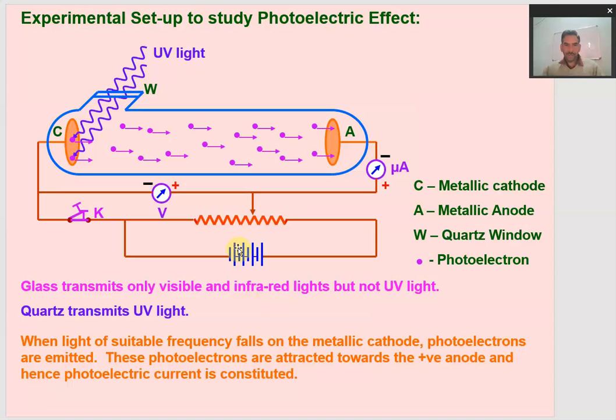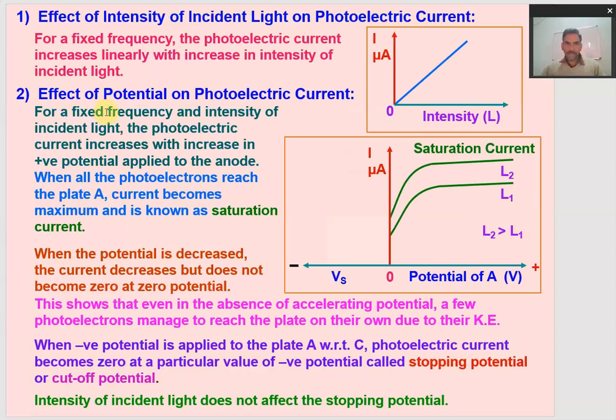So what does this potential do? This potential makes the released electrons move from the cathode towards the anode, and with this movement the photocurrent is constituted. So we are keeping all other factors, like frequency and intensity of the radiation, the same. We are making use of the same radiation. What thing are we changing here?